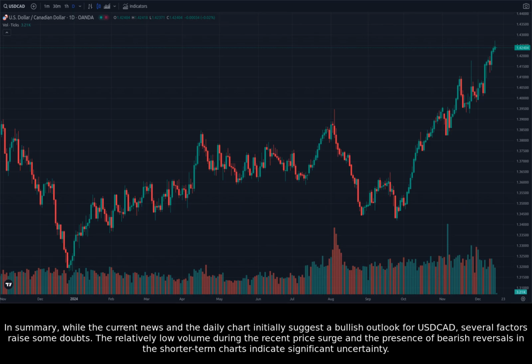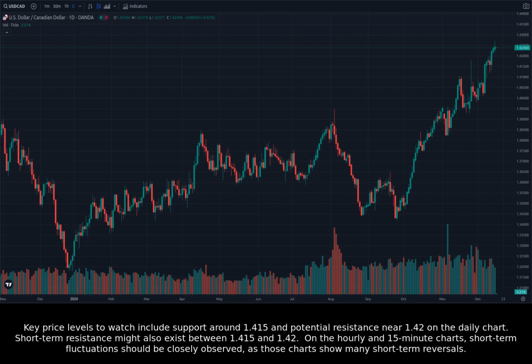In summary, while the current news and the daily chart initially suggest a bullish outlook for USDCAD, several factors raise some doubts. The relatively low volume during the recent price surge and the presence of bearish reversals in the shorter-term charts indicate significant uncertainty. Key price levels to watch include support around 1.415 and potential resistance near 1.42 on the daily chart. Short-term resistance might also exist between 1.415 and 1.42.